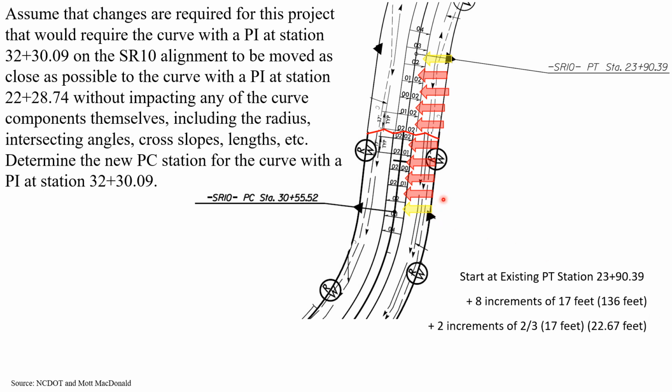Then we're going to add 2 more increments. These are the yellow arrows here. Those are 2/3 of 17 feet, so it ends up being 22.67 feet. And so now we're just going to add this up. 23 plus 90 plus 136 plus 22.67 feet gives us a new PC station of 25 plus 49.06.